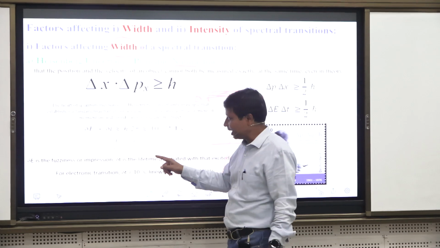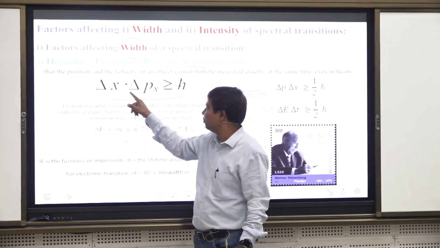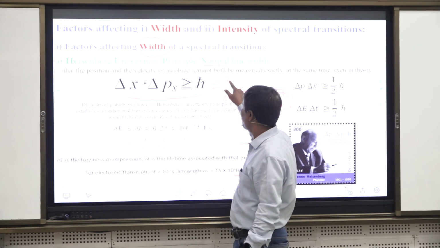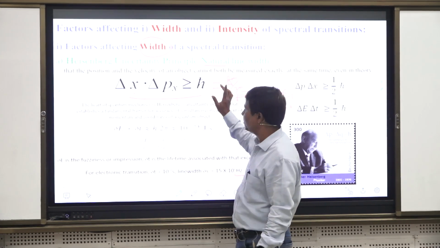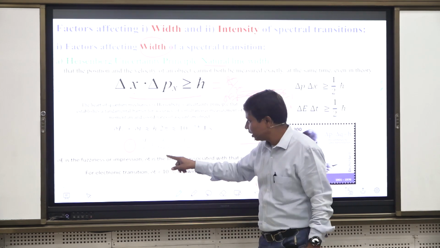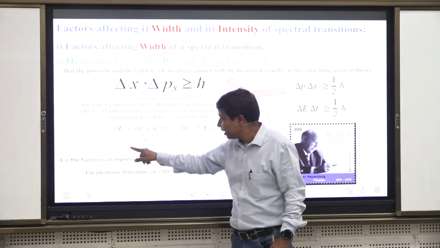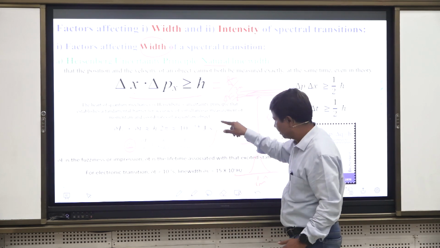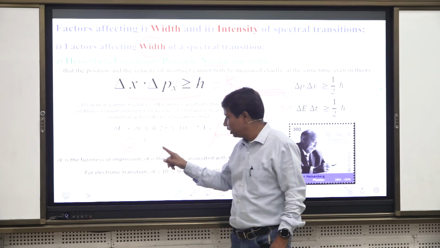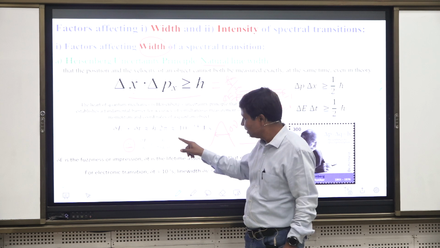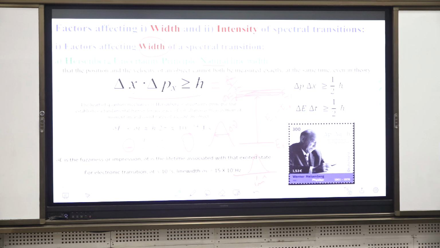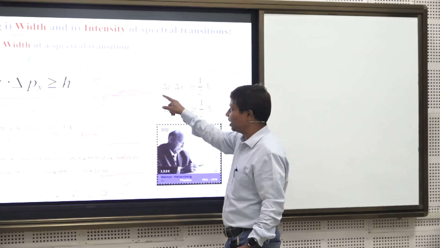What it says, as you know, is that for position and momentum, delta x and momentum, the minimum you should expect is h cross, h by 2 pi. So if you do delta E into delta T, the delta nu is the line width. What is delta nu? Delta nu is proportional to, at minimum, 1 by delta T. What is delta T? Delta T is the lifetime of the excited state. How much time it is staying in the excited state.